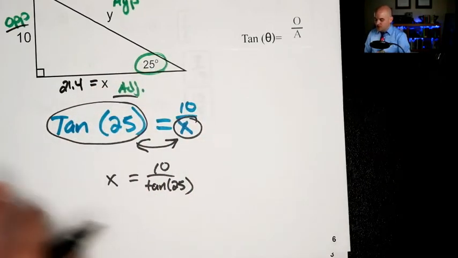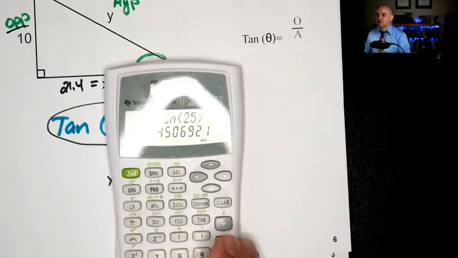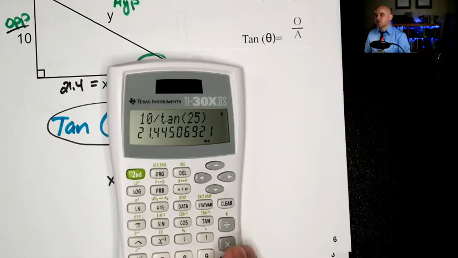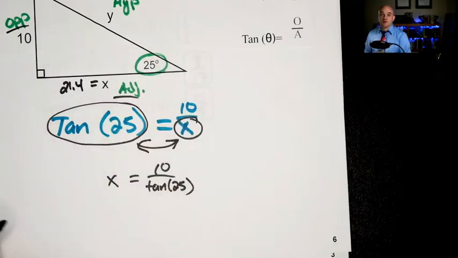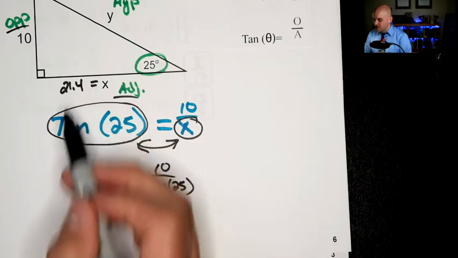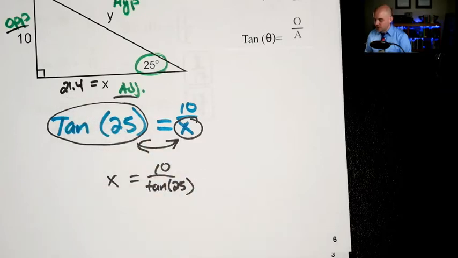Now, a few things to note. If you're not using a calculator that looks like this one, the TI-30X2S, and say you're using a graphing calculator, you want to make sure that your calculator is in degree mode. So look up how to do that if you don't have it in degree mode. Usually you click the little mode button and make sure degree is highlighted. Otherwise, you may not be getting 21.4 when you put in your answer.